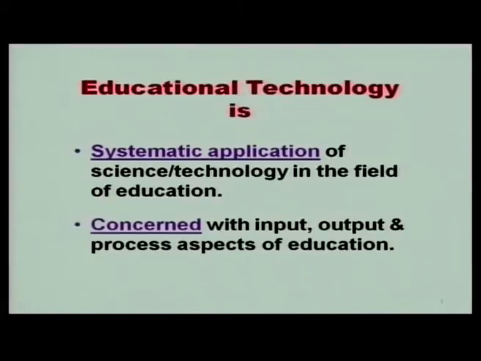Speaking specifically, educational technology is the systematic application of science and technology in the field of education. Systematic means it's not random, it's sequential and logical. Science, what is science? It's literature collected through experimentation and observation. These are the two things which characterize science as science. Technology means a semblance of all aids, techniques and tools which strengthen another discipline.